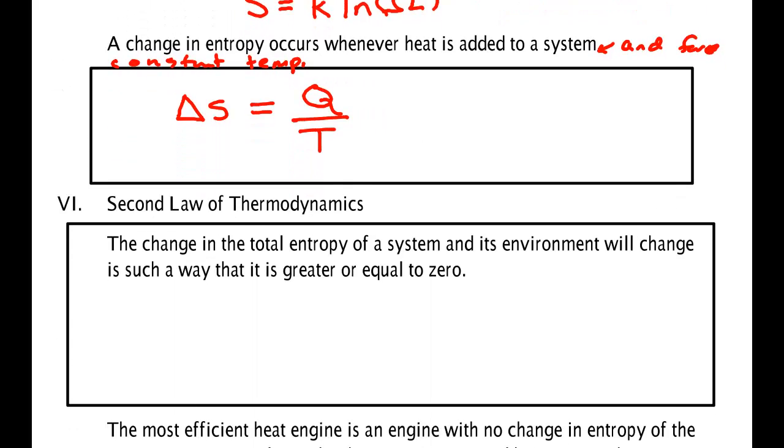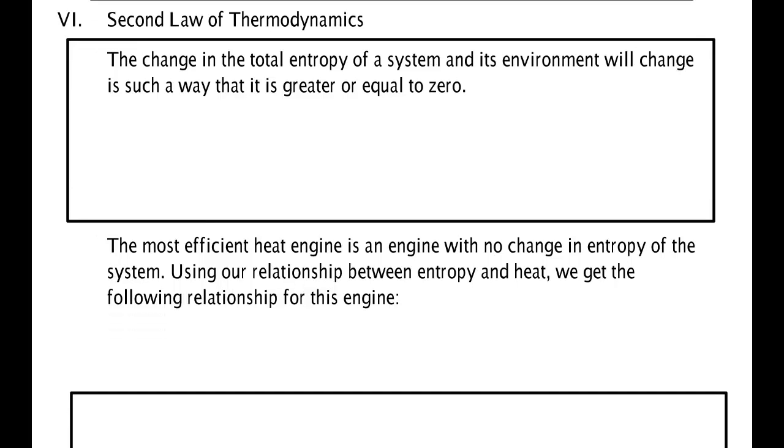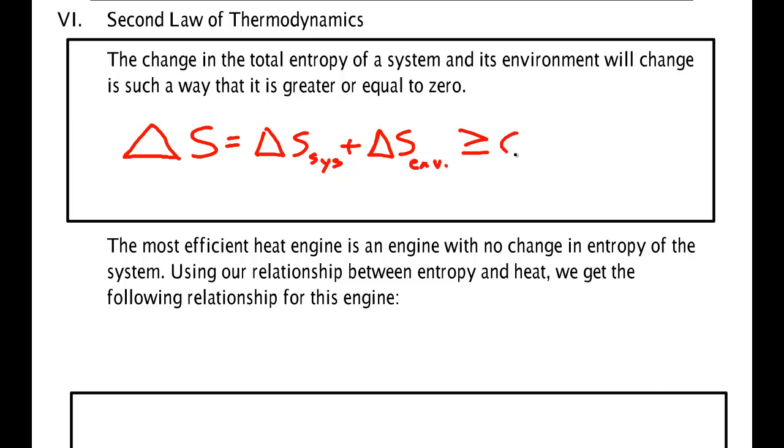Now, let's go one step further. The second law of thermodynamics. The second law of thermodynamics states the following: the change in the total entropy of a system and its environment will occur in such a way that it is greater or equal to zero. So over a total process, delta S, which is the change in S of the system, plus the change in the entropy of the environment, will always be greater or equal to zero.